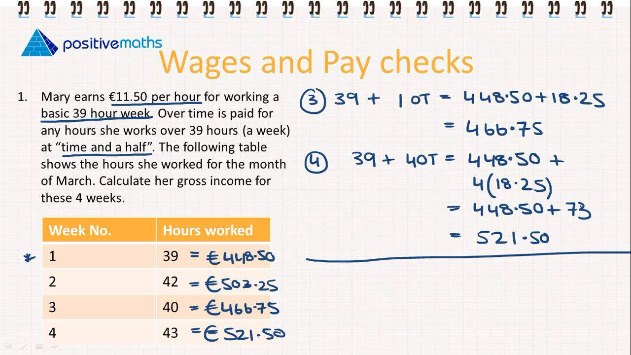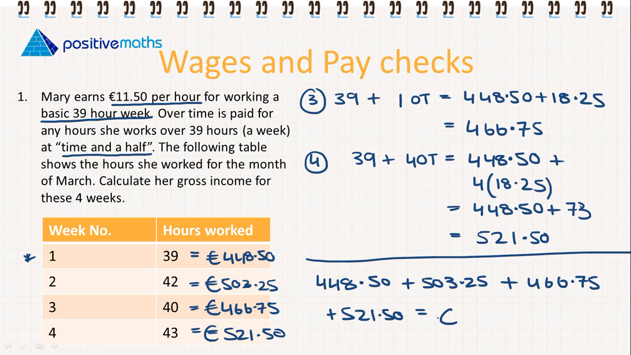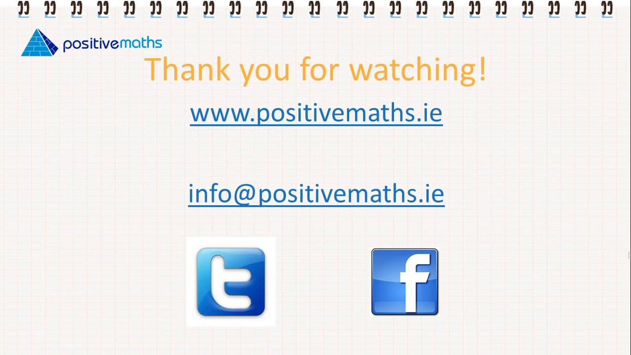Okay, so before we finish, we need to go back and check how we answered what we're being asked. So we have found what she gets for each week, but we need to calculate her gross income for these 4 weeks. So we must not forget to add up our 4 totals. So her gross income for that month is $1,940. We must also not forget to include our units.